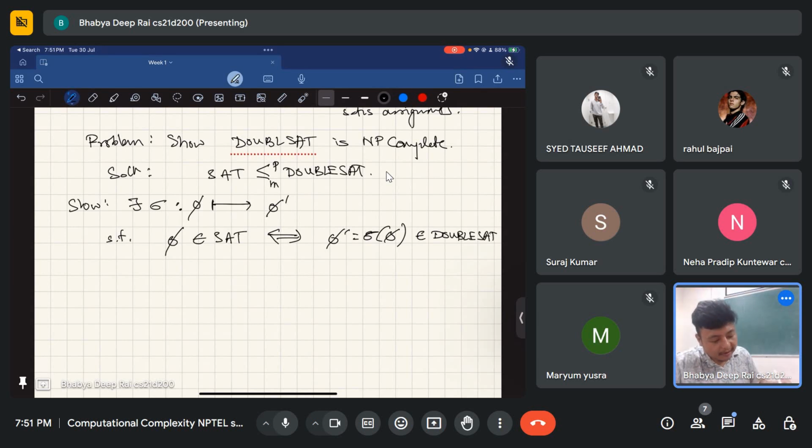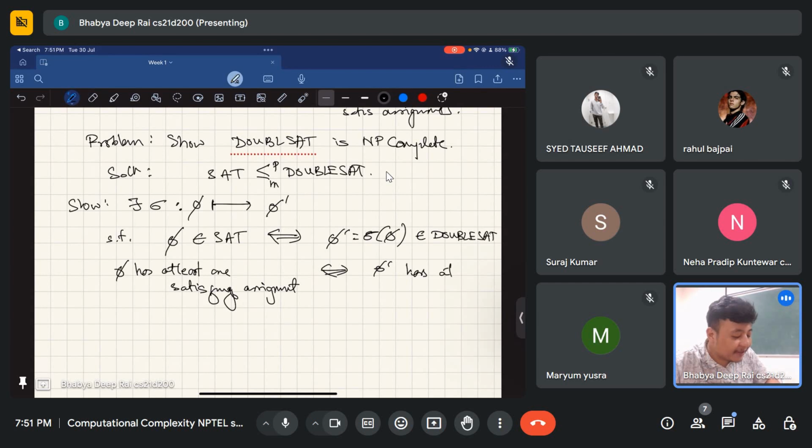And in English, what does it mean? That phi has at least one satisfying assignment if and only if phi prime has at least two satisfying assignments. Okay, so the problem is clear, right? Everyone, is the problem clear?